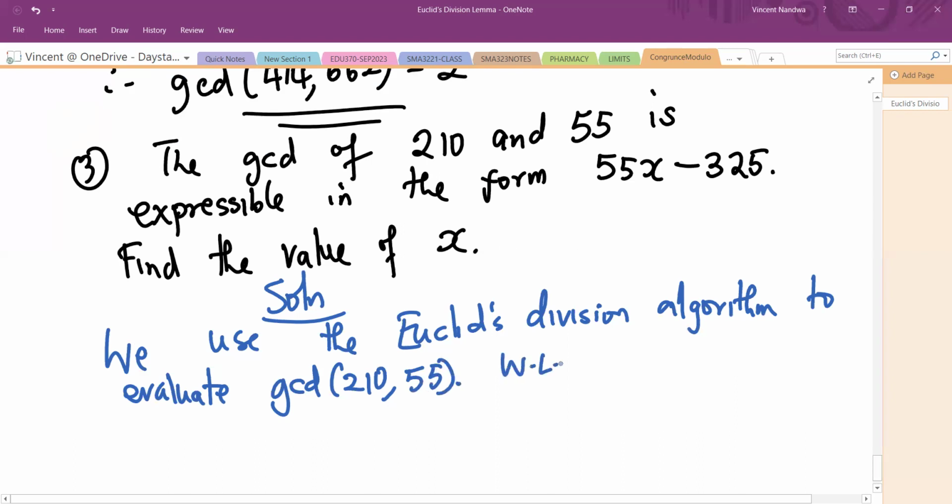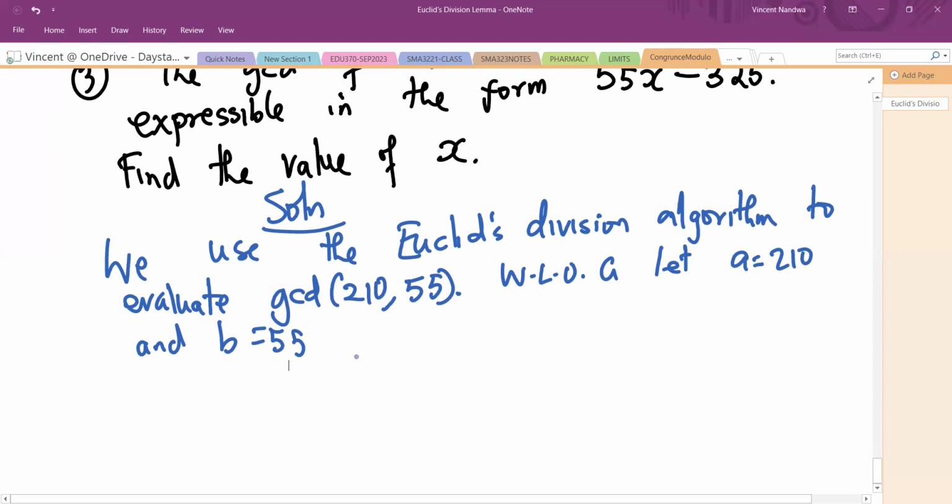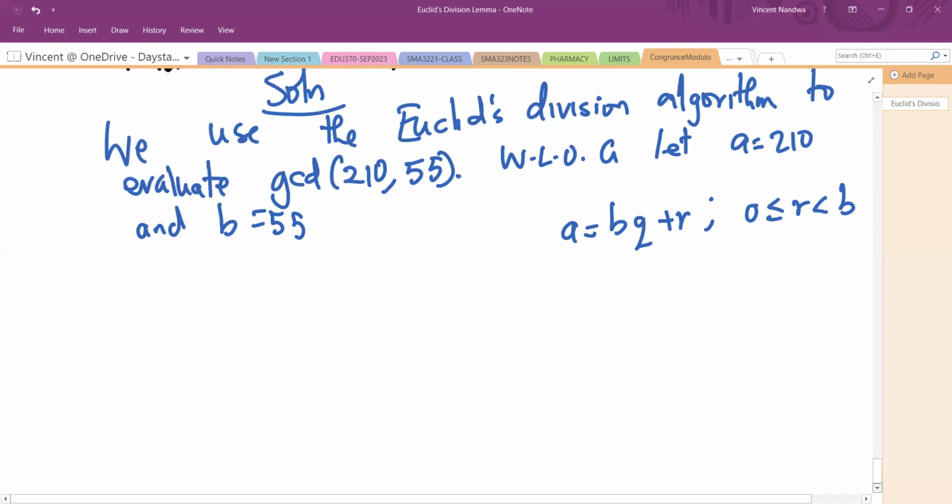So without loss of generality, let A be 210 and B be 55. Then you remember that we have now to go through the process of A equals BQ plus R, such that R is always between 0 and B. So 210 is the same as 55 times 3 plus 45.